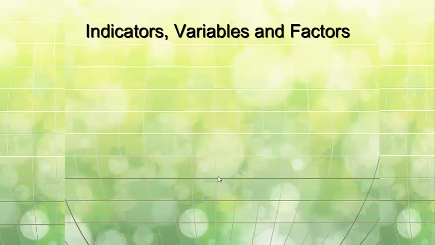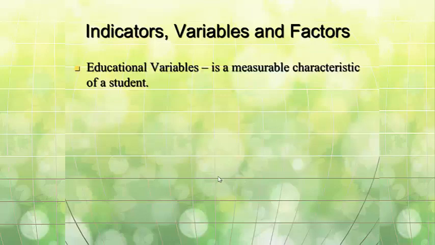Let us take a look at these measuring indicators, variables, and factors. An educational variable that is denoted by an English letter X is a measurable characteristic of a student. Variables may be directly measurable, as in X is equal to age or X is equal to height of the student. However, many times a variable cannot be directly measured, like when we want to measure, for instance, class participation of a student. So for these variables, where direct measurements are not feasible, we introduce the concept of an indicator.